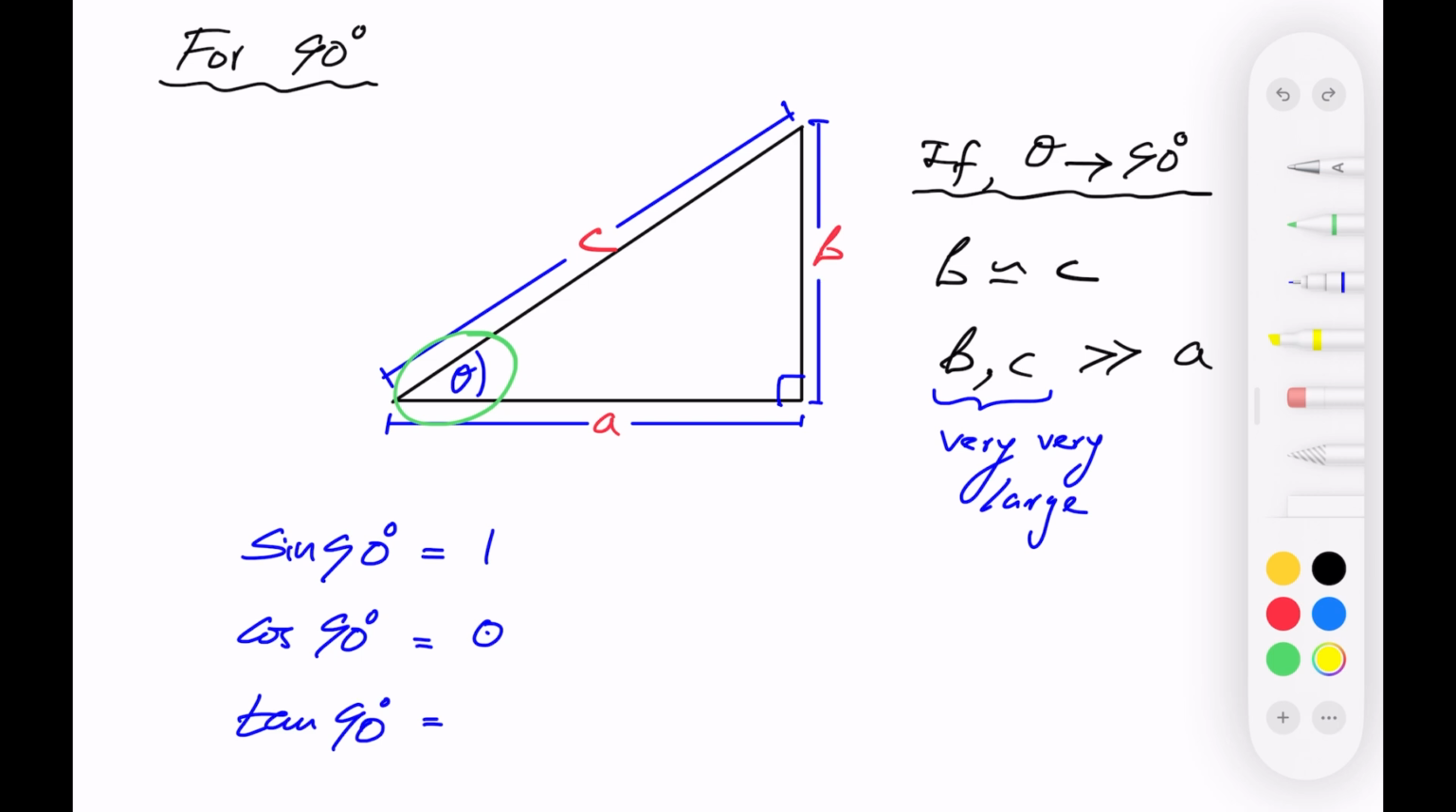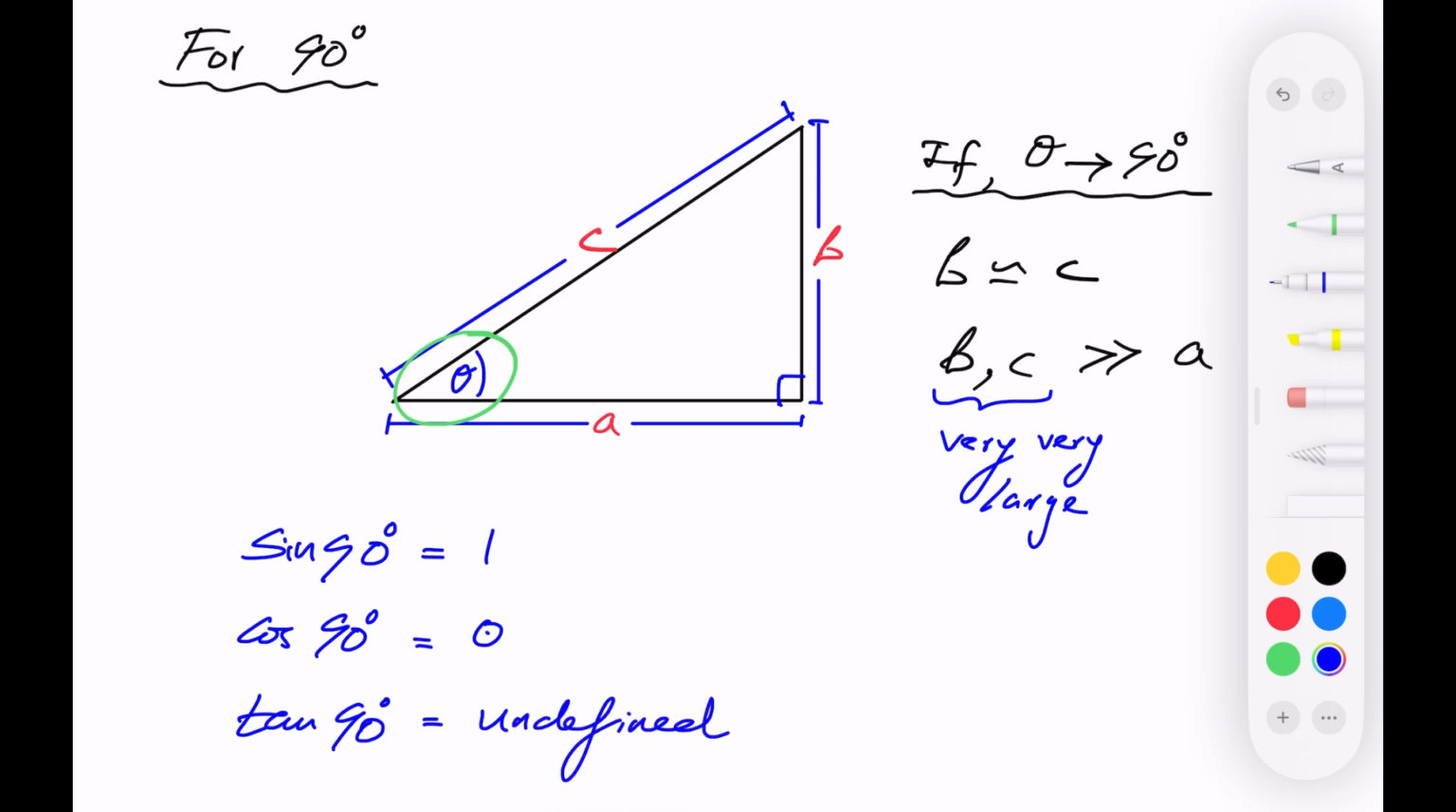However, there's an easier way to come to that conclusion. We know tangent theta is also equal to sine theta divided by cosine theta. Therefore, tangent 90 degrees should also be equal to sine 90 degrees divided by cosine 90 degrees. However, cosine 90 degrees is equal to 0. 1 divided by 0 is undefined. Therefore, we simply write down that tangent 90 degrees is undefined.